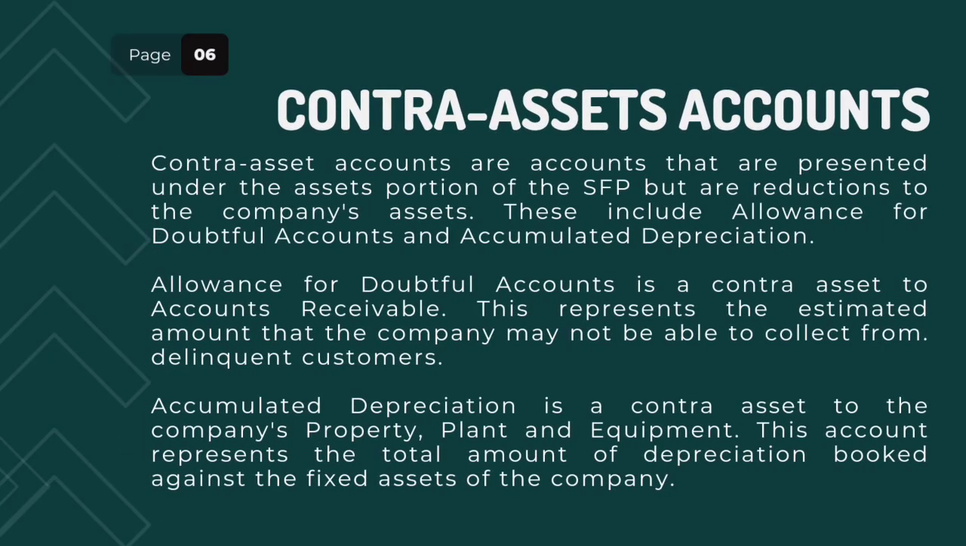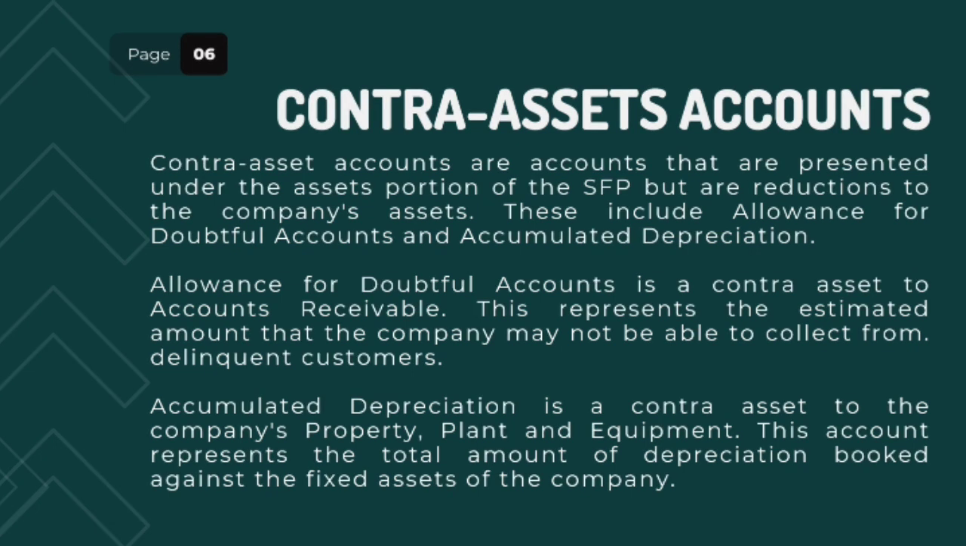Lastly, the contra-asset accounts. Contra-asset accounts are accounts that are presented under the asset portion of the SFP but are reductions to the company's assets. This includes the allowance for doubtful accounts and accumulated depreciation. Allowance for doubtful accounts is a contra-asset to accounts receivable. Why? It represents the estimated amount that the company may not be able to collect from delinquent customers.